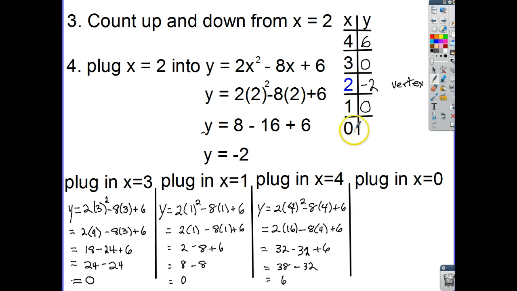Now let's plug in 0. So we have y is equal to 2 times 0 squared minus 8 times 0 plus 6. This one's not going to take very long. We get 0 minus 0 plus 6. We get 6.